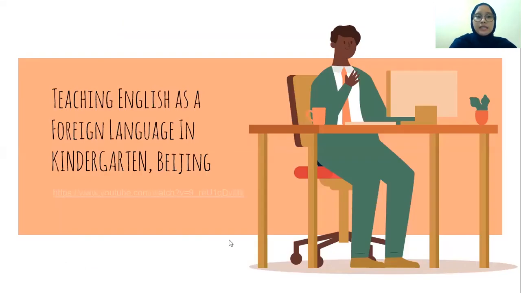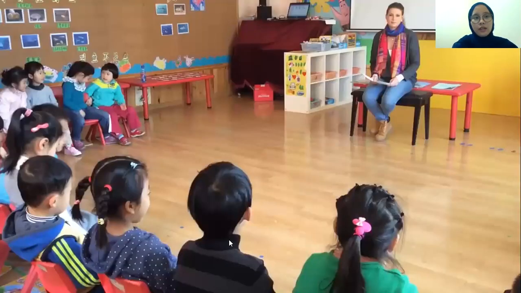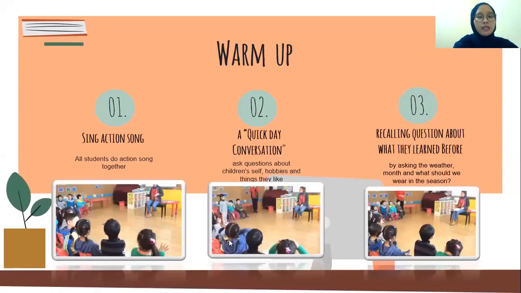We analyzed teaching English as a foreign language in a kindergarten in Beijing. This is the video. The first activity is a warm-up. Warm-up is the activity to mobilize students' attention at the beginning of the class and introduce the topic, develop students' oral language skills, as well as critical thinking.